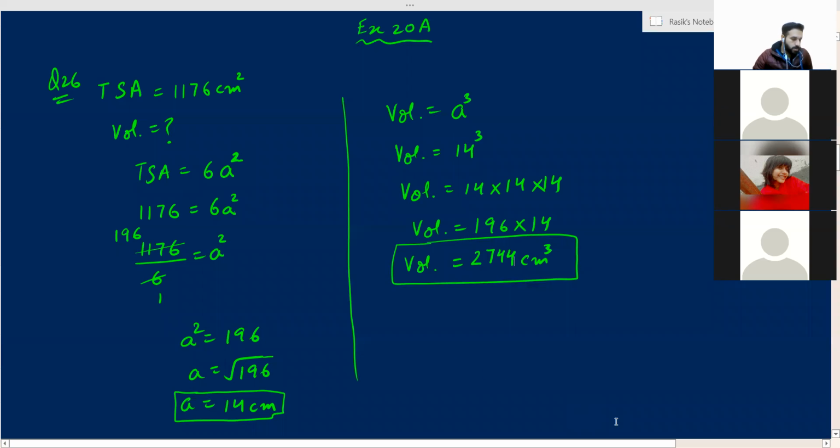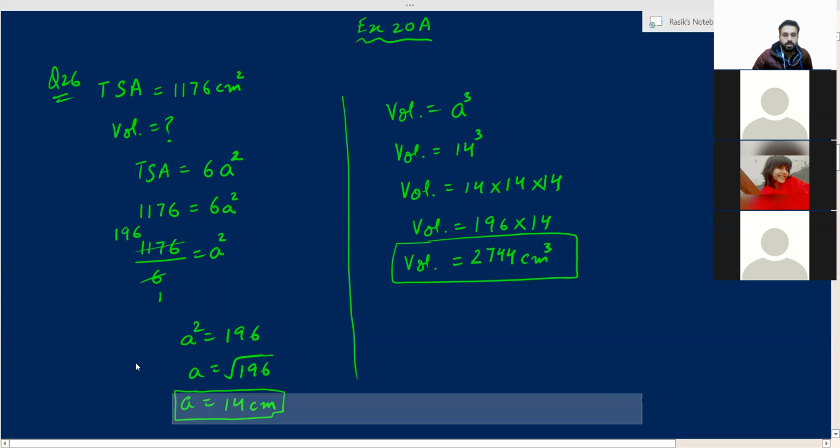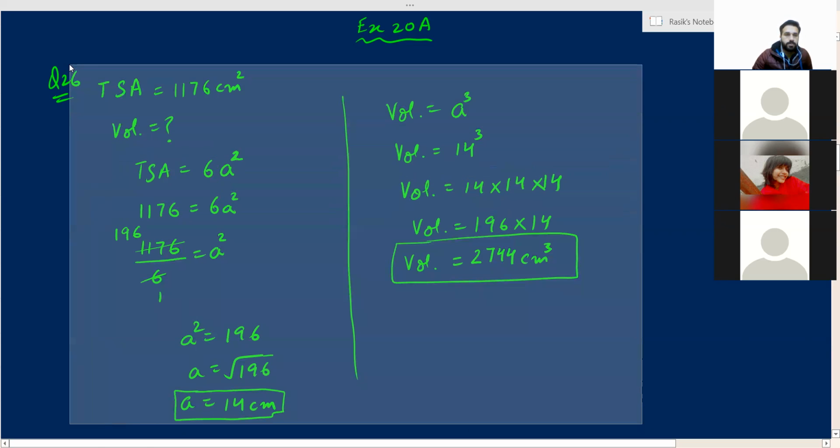Okay. So question number 27. The volume of a cube is 729 centimeter cube. Find the surface area. So it is opposite of question 26.